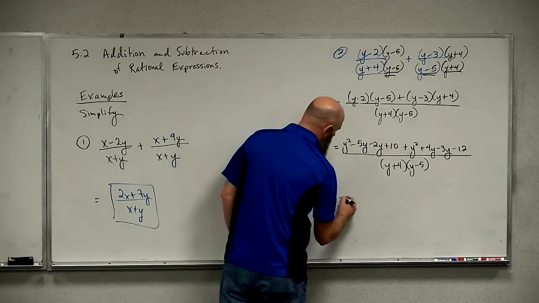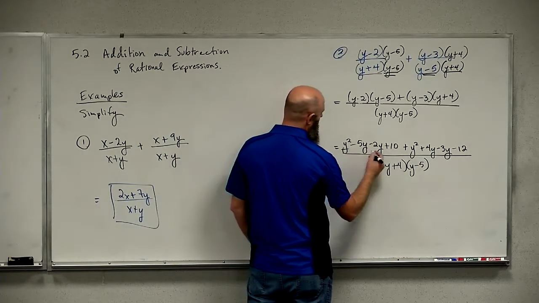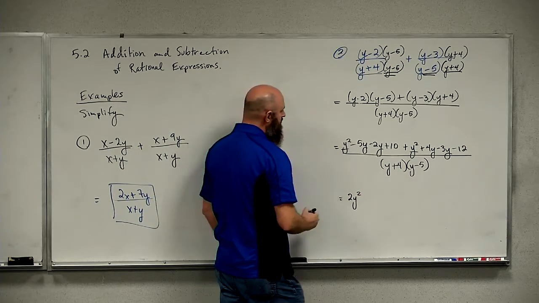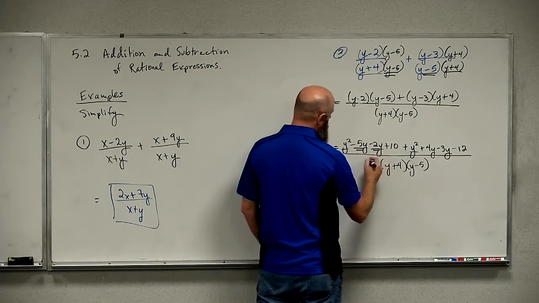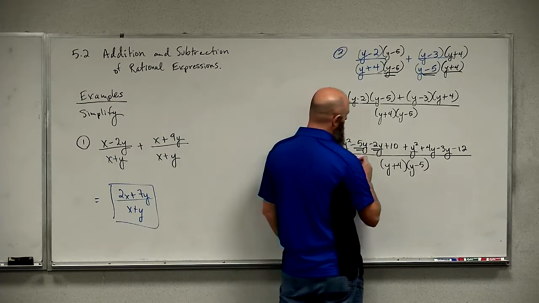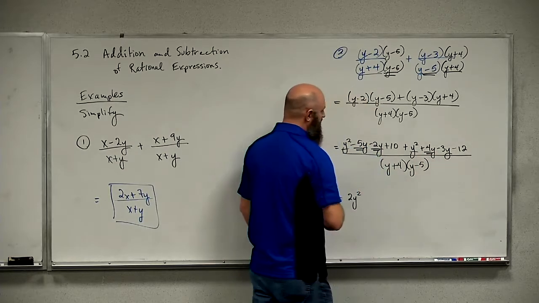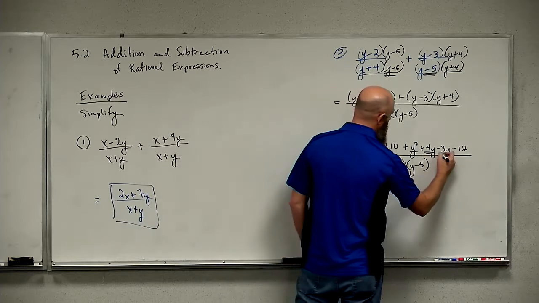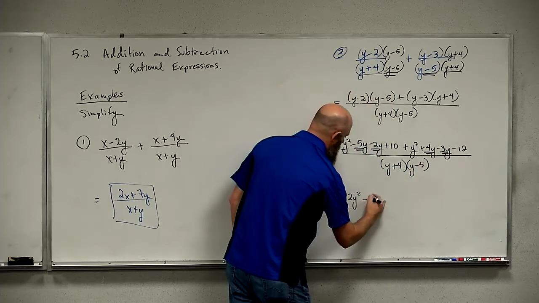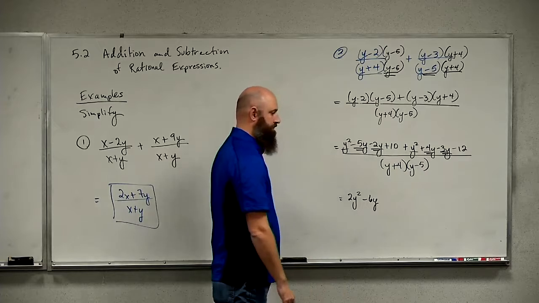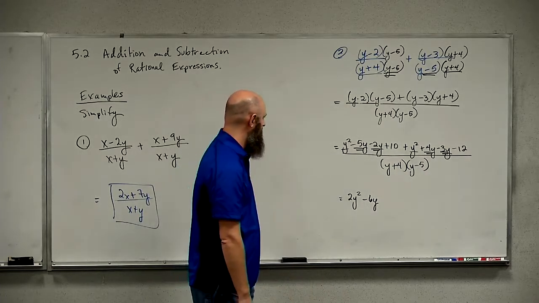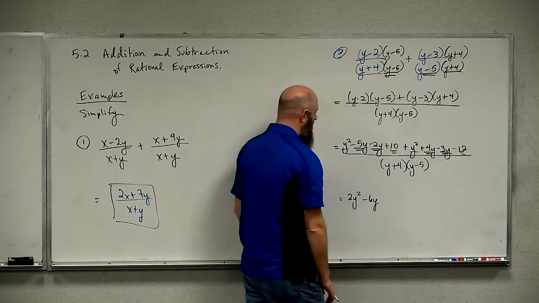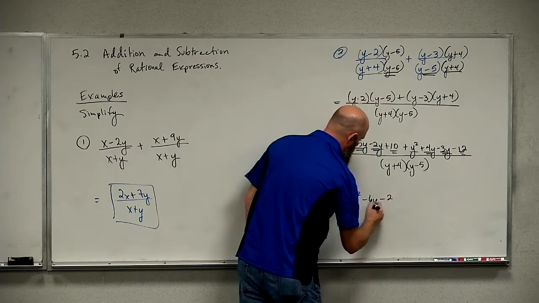All right, so now let's combine like terms. So we have a y squared and a y squared. So that's 2y squared. We have -5, -2, that's -7, plus 4, that gives me what? -3, minus 3, which is -6y. Right. Then we have 10 and -12, which is a -2.